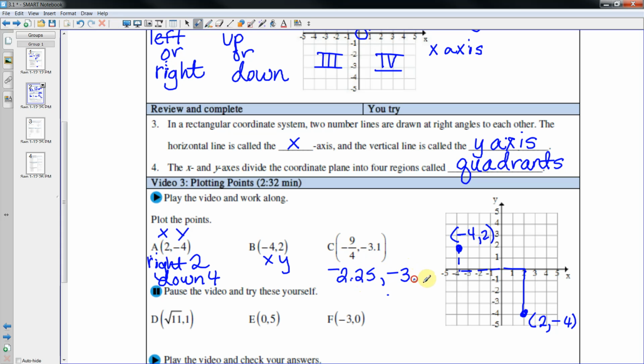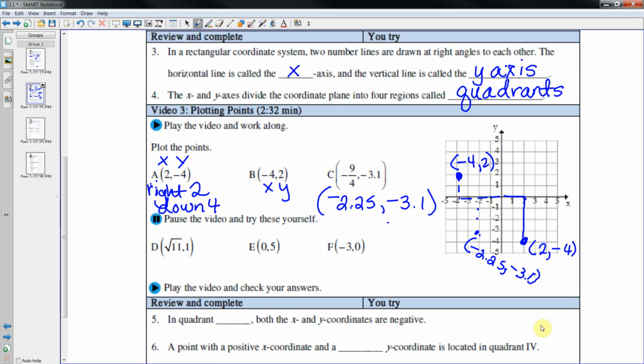So then negative 3.1. Alright, so I'm going to go negative 2 and then about a quarter of the way between negative 2 and negative 3, and then down 1, 2, 3, and then barely over the 3. So that's kind of about right there. Negative 2.25, negative 3.1. Okay.